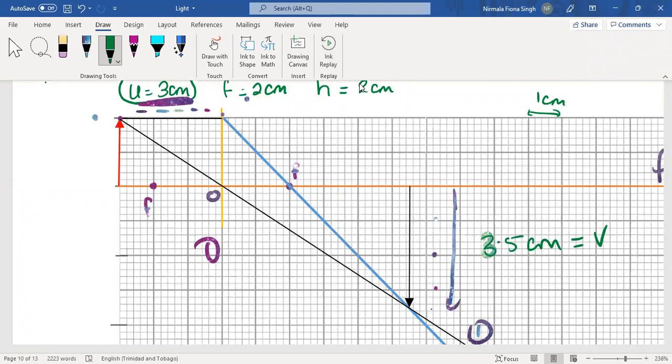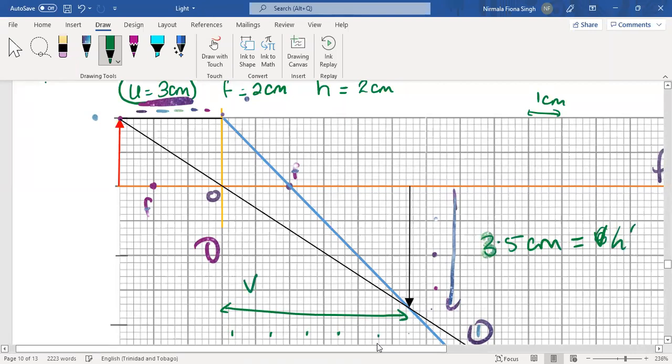I want to see how far away my image is from the lens. So that's going to be this distance here. Right? It's just the horizontal distance from the lens. And if we check, that's going to be 1, 2, 3, 4, 5, 5.5. So that means this is your H prime, my apologies. Your image distance, 5.5 centimeters.